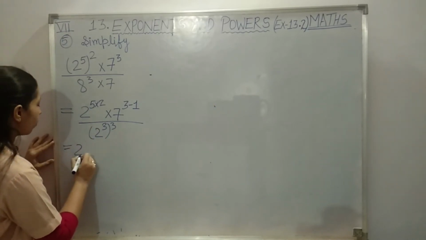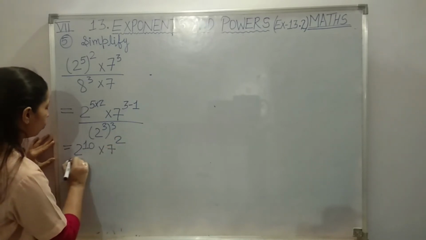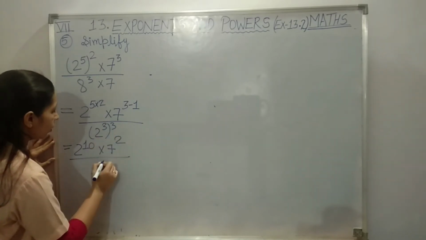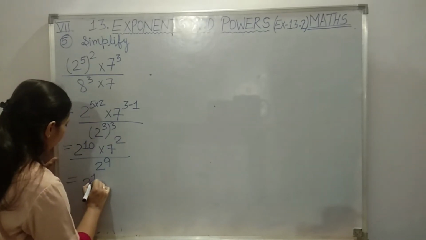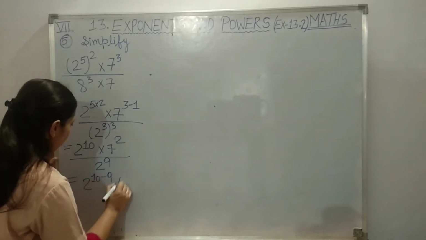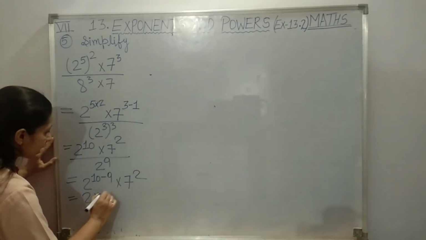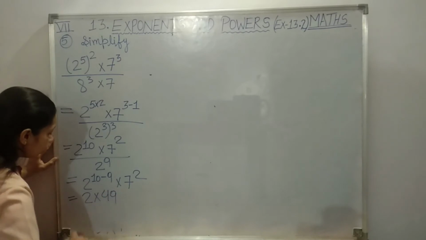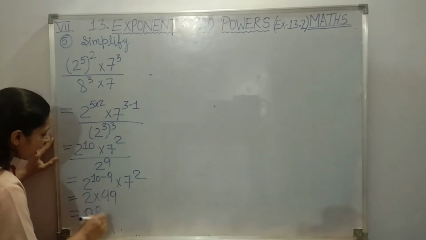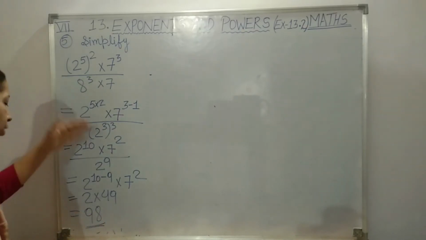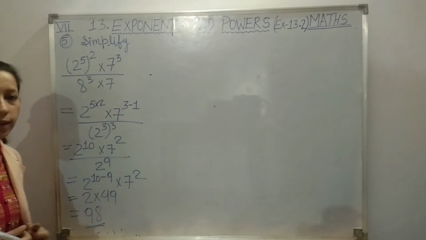Then 2 raised to the power 10 into 7 raised to the power 2 upon 2 raised to the power 3, 3s are 9. Clear, students? Now again 10 minus 9 into 7 square. So I will get 2 into 7 square. 7 7s are 49. Students, you can see the question has not asked to write the answer in exponential notation, so if you want you can solve also. On simplifying this I got 98.